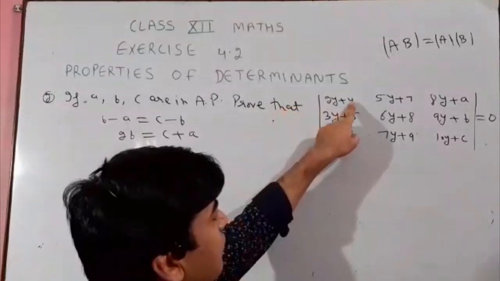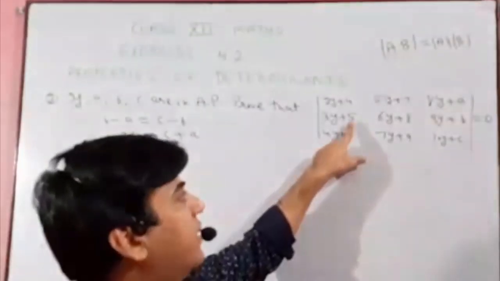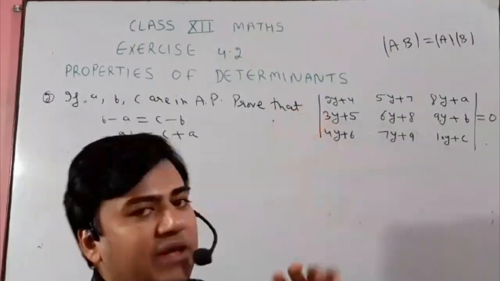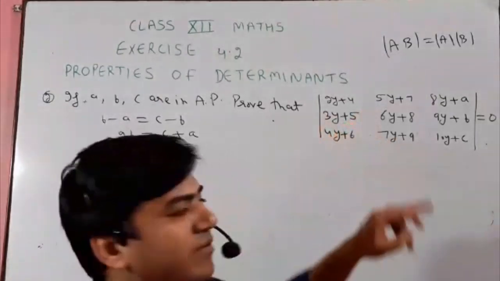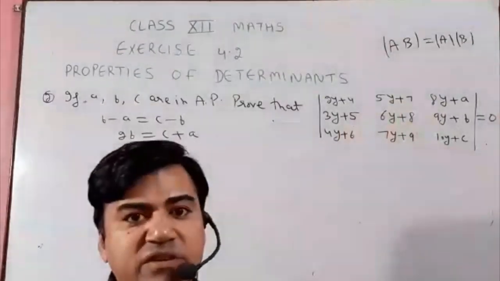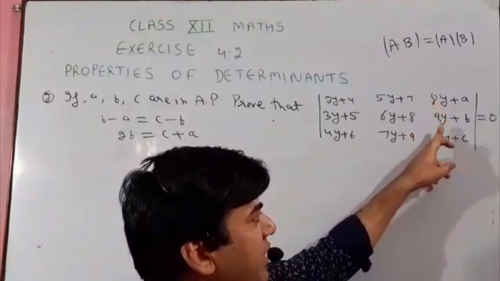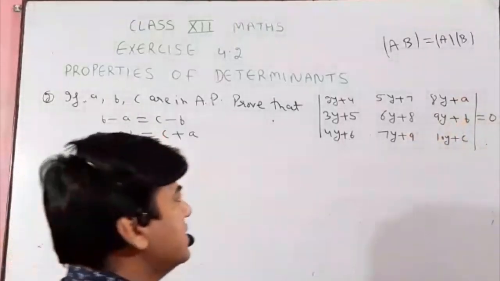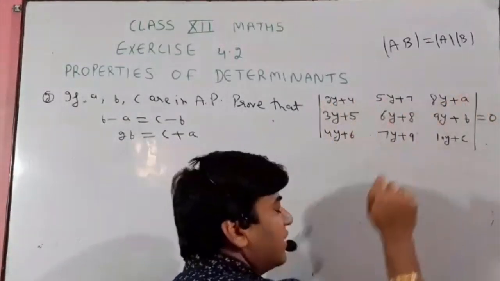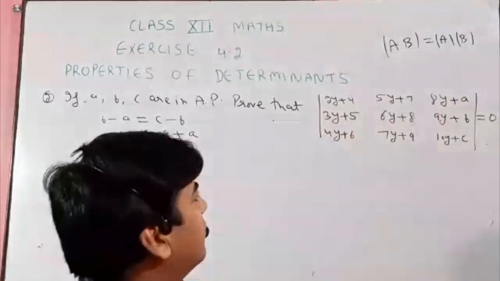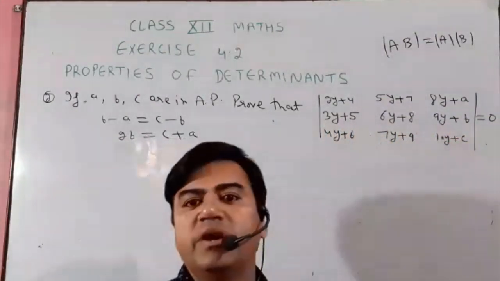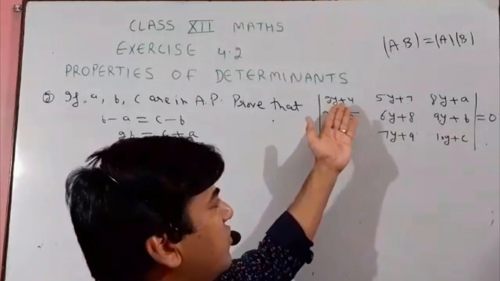You can see 4 plus 6 equal 10 and 5 multiplied by 2 also equal to 10. 2 plus 4 equal to 6 and 3 multiplied by 2 equal to 6. 5 plus 7 equal to 12 and 6 2s are 12. 7 plus 9 is 16 and 8 2s are 16. In the similar way, 8 plus 10 is 18, 9 2s are 18, and A plus C equal to 2B is given. So we can see if we add first and third row and then subtract second row from it, then we can see 0, 0 and 0.